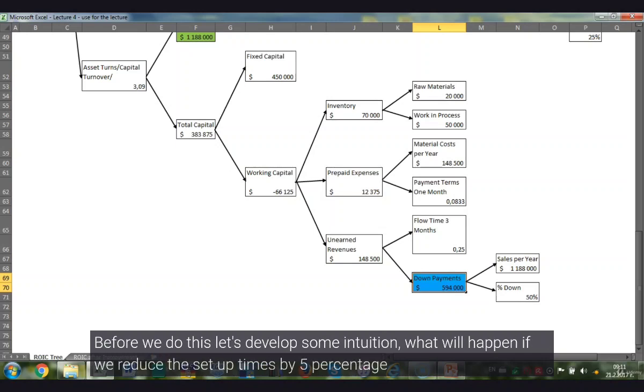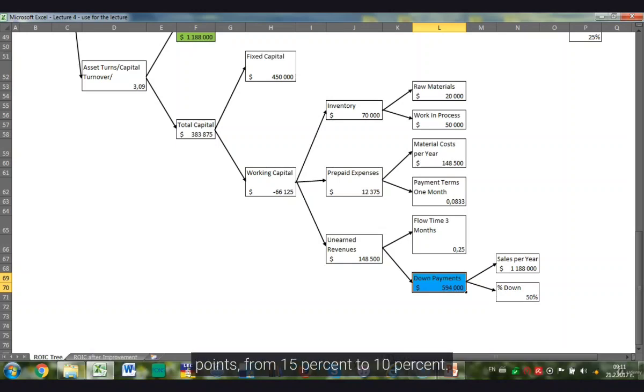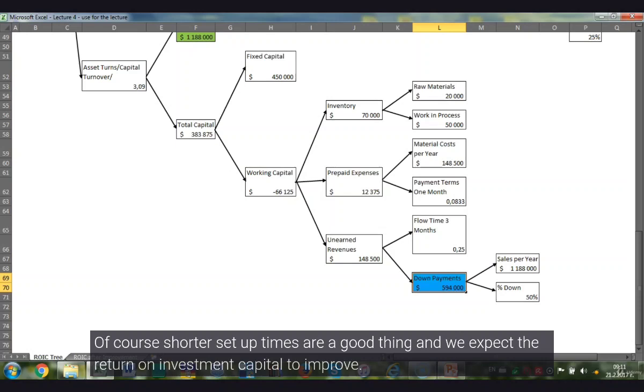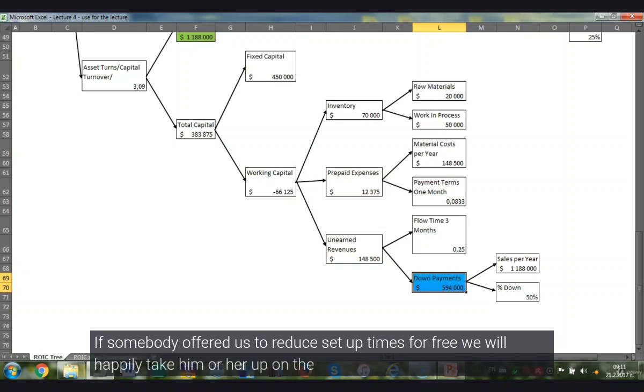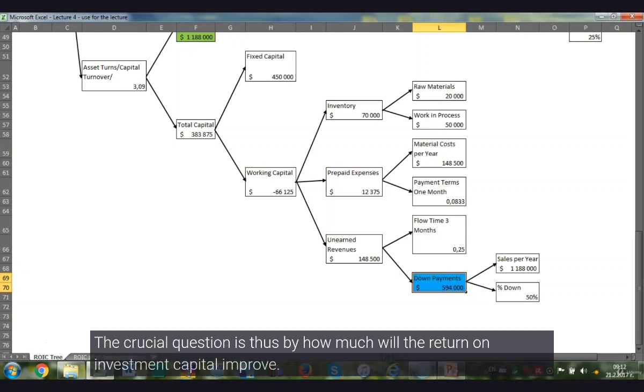Before we do this, let's develop some intuition. What will happen if we reduce the setup times by 5 percentage points, from 15% to 10%? Of course, shorter setup times are a good thing and we expect the return on investment capital to improve. If somebody offered us to reduce setup times for free, we would happily take him or her up on their offer. The crucial question is thus, by how much will the return on investment capital improve?